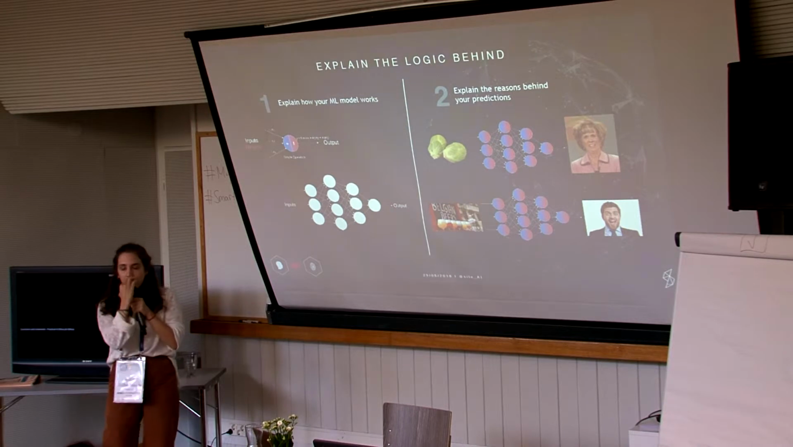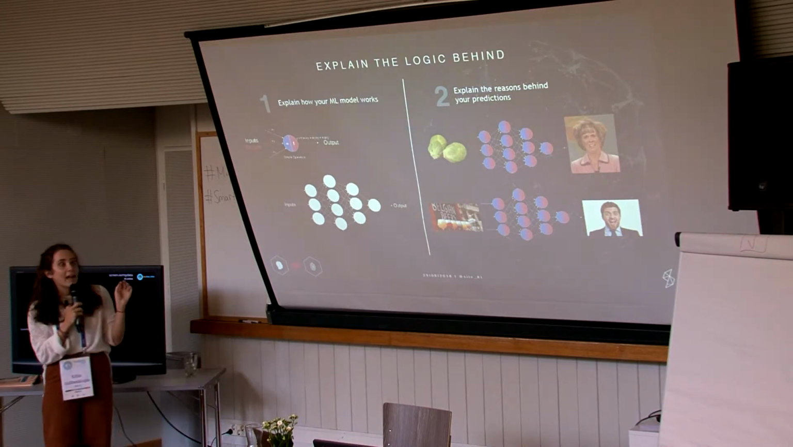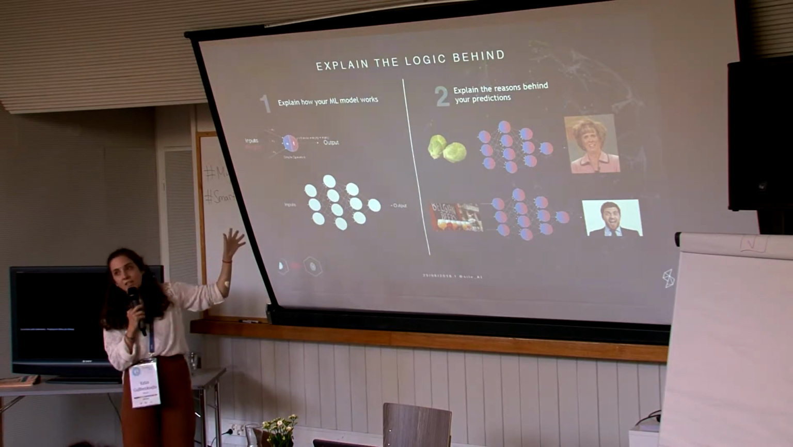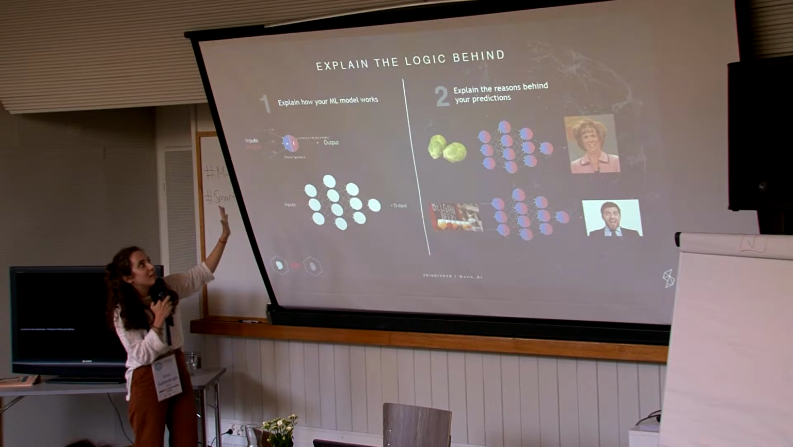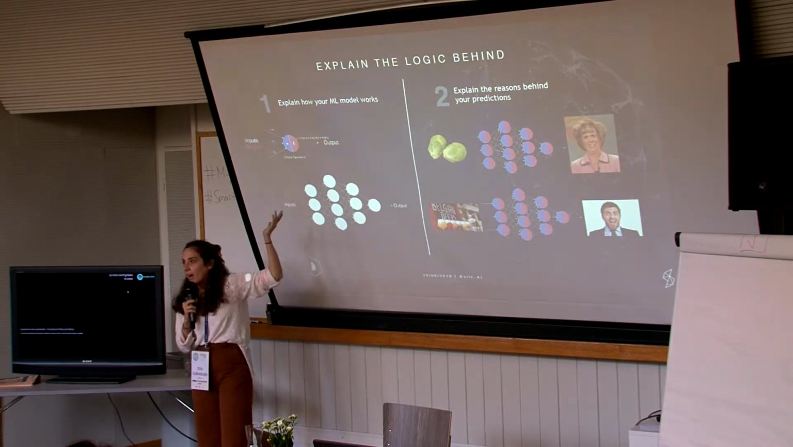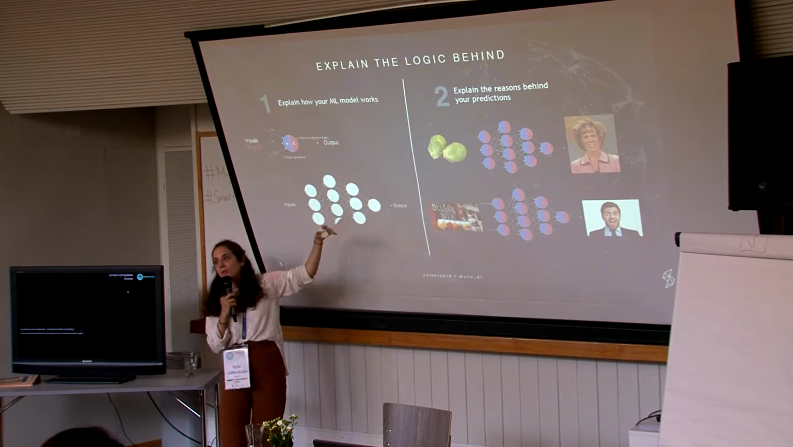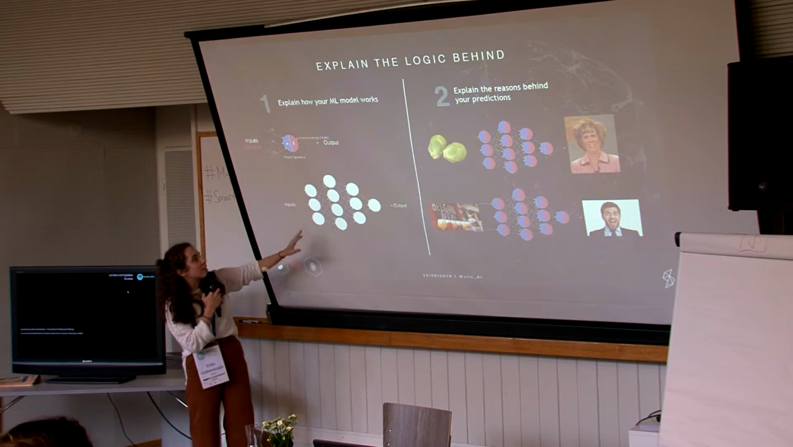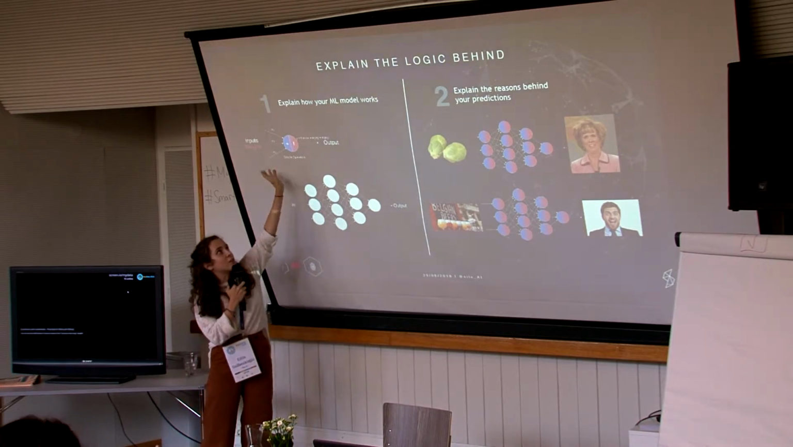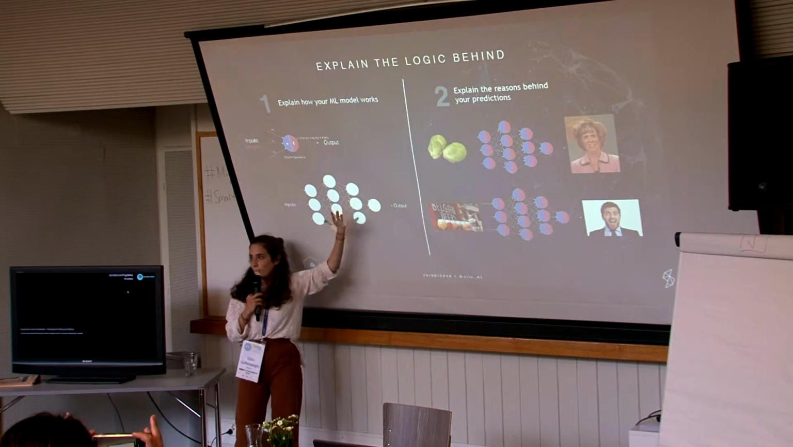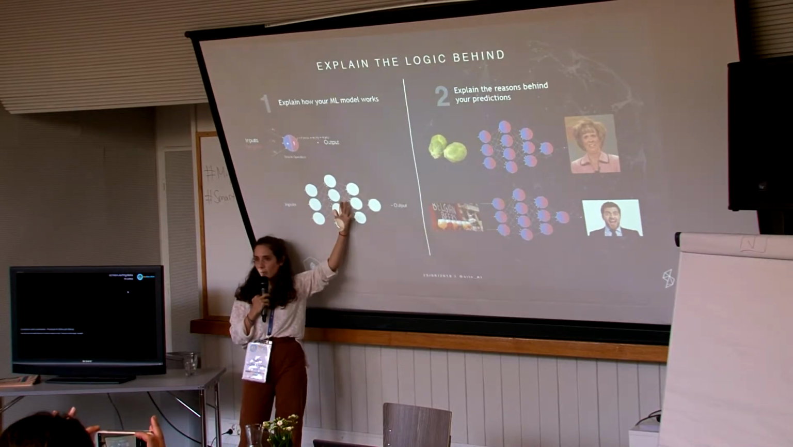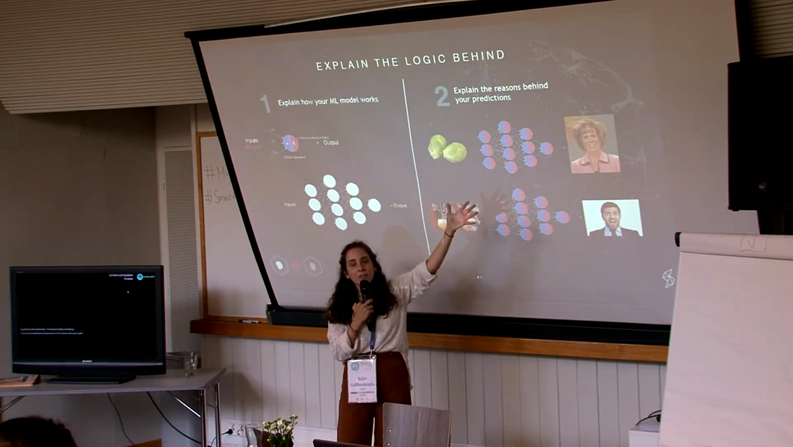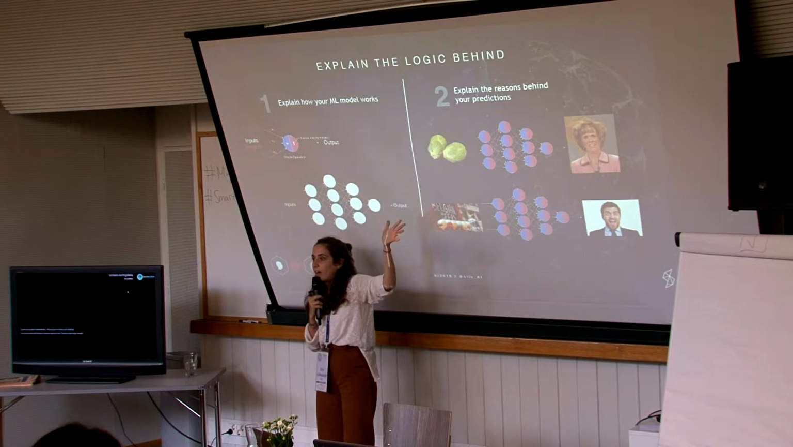The second thing that we need to tackle is explaining the logic behind AI models. I think this can be interpreted in two ways. The first way could be that we need to explain to people how AI models work. For example, we have this neural network, we explain what a neuron is, what the layers are, how these neurons work, what functions we use there, and so on. I think this is not the purpose here. I think this is quite boring for many people. I think the purpose here is more about explaining the reasons behind the predictions of our AI models.